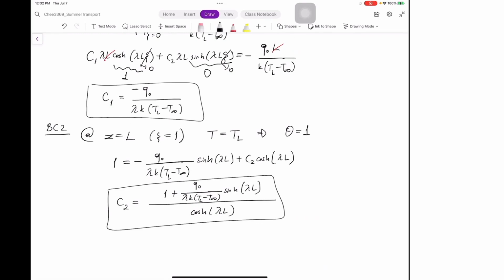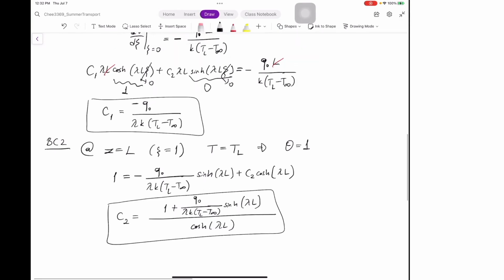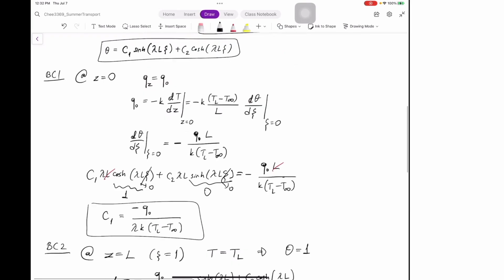Any questions so far? Yes, I have one question. Yeah, sure, go ahead. My question is, I kind of got lost how we went from the first derivative to the second derivative, or why do we do that step?